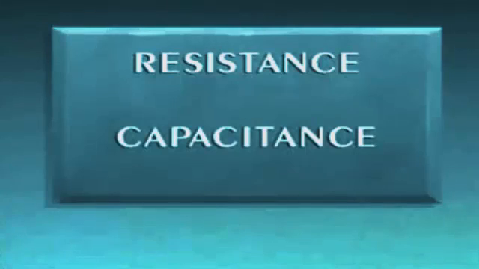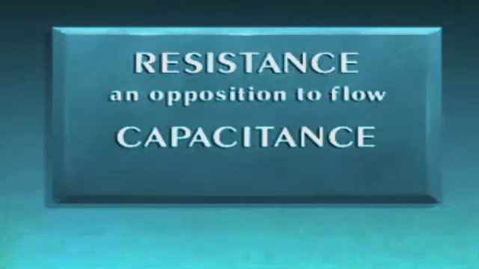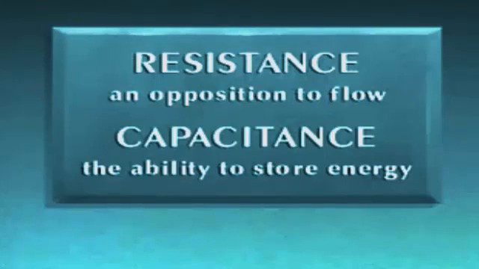All processes have characteristics that can affect how a control system responds to operating changes. Two of the more important of these characteristics are resistance and capacitance. Resistance can be thought of as an opposition to flow. Capacitance can be thought of as the ability to store energy. While these terms are commonly used in describing electrical circuits, they can also be applied to process systems that contain fluids.